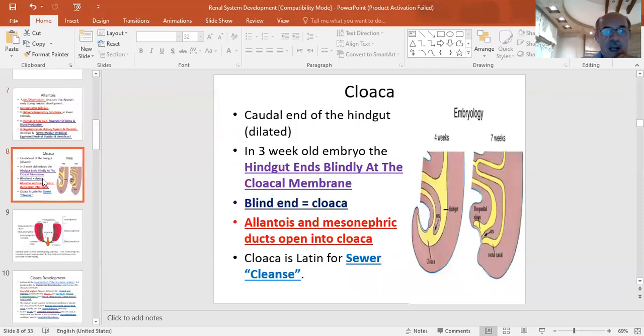All right. Now, the cloaca, as I said, during the 3rd, 4th week of pregnancy, it ends up as a blind sac, and that is the actual Latin name, blind end cloaca. And the allantois and mesonephric ducts open into the cloaca. Then it acts like a sewer or a cleanage. Right.